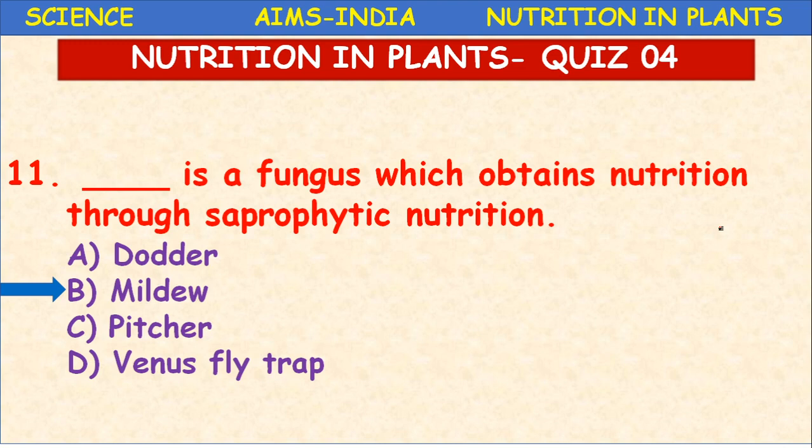So fungi are the largest group of plants. They are often called rusts, smuts, mildews, molds, mushrooms. Okay, they are called by different names. Different groups are classified into different types. Okay, mildew is one of the fungal plants which absorbs the nutrients by saprophytic nutrition.